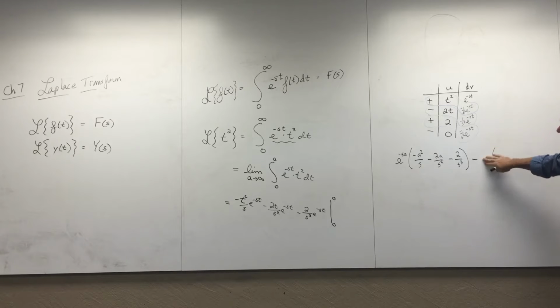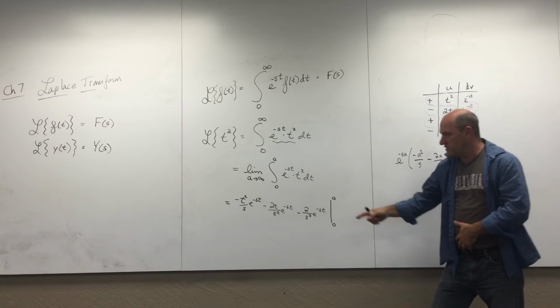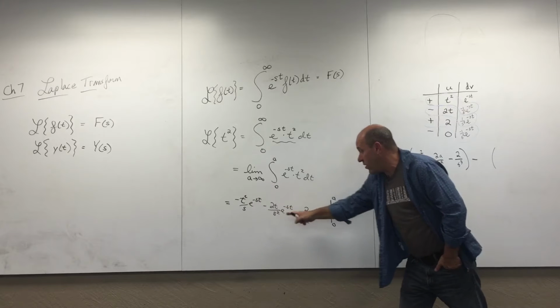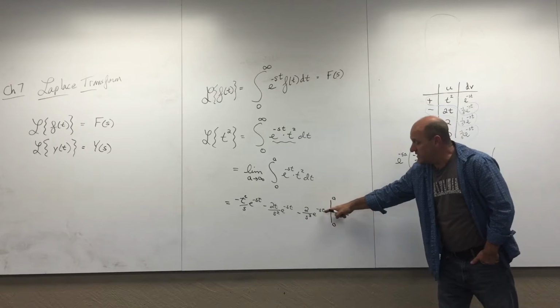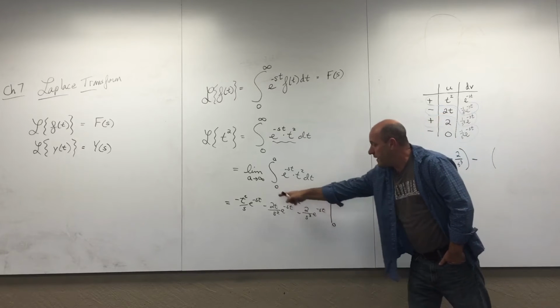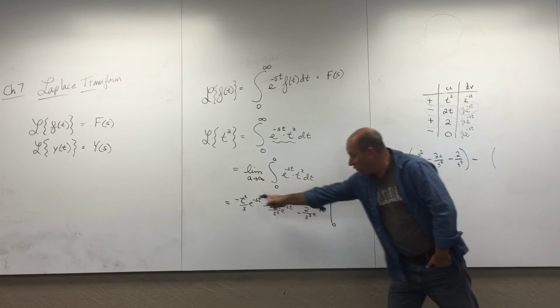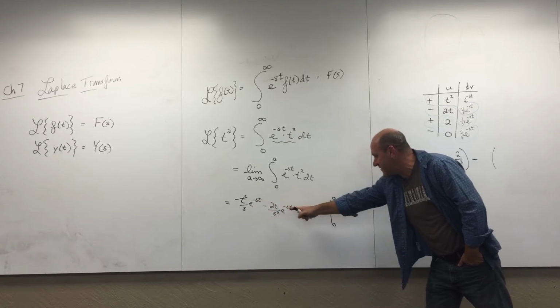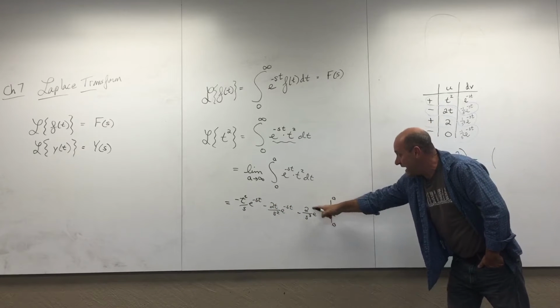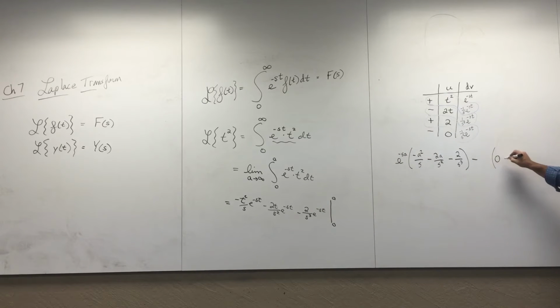I'm sorry, I screwed up. When I plug in a 0, that's e to the 0, e to the 0, e to the 0. There's really no need to factor it out now. It's e to the 0, and those are all 1s. Wait a minute, those are zeros. When you plug in a 0, that's a 0, that's a 0, that's a 1. I'm getting negative 2 over s cubed there. Are you guys okay? Sorry about that.